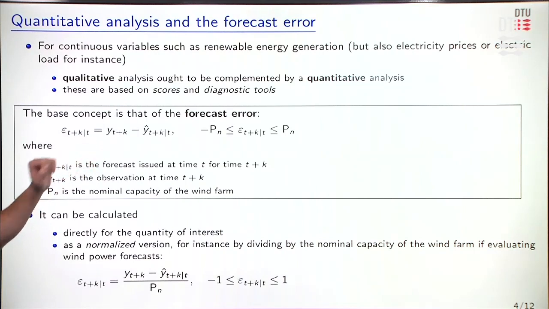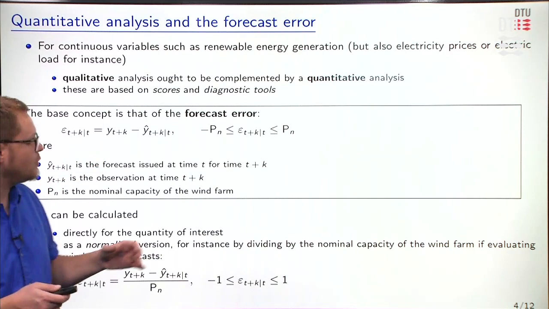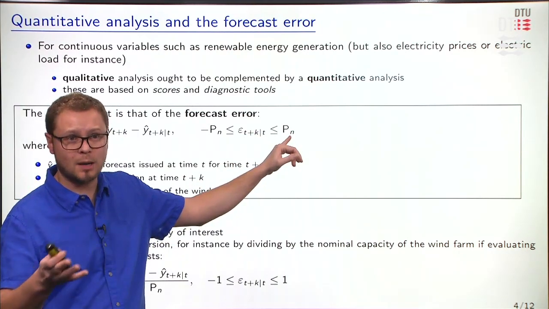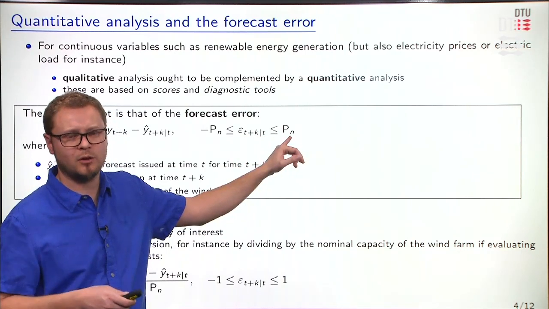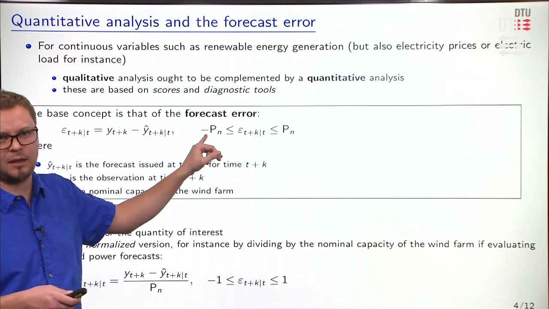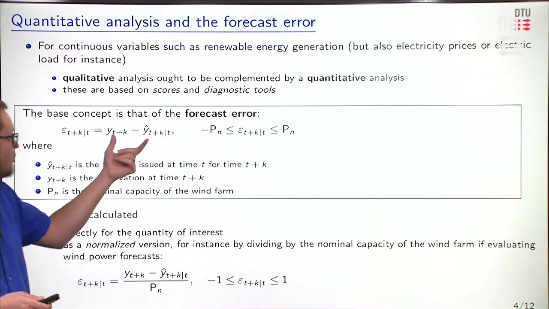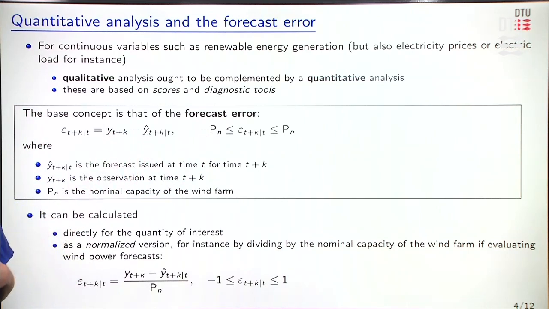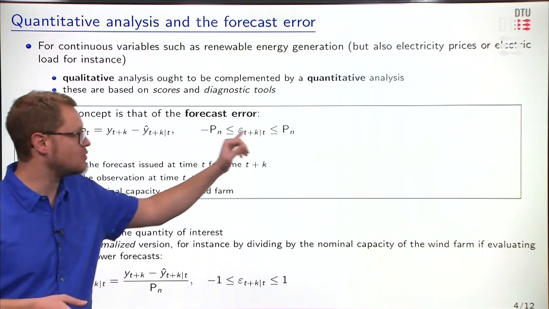The forecast error originally can be between the nominal capacity of the wind farm or solar power plant or whatever renewable energy device you consider, and minus the nominal capacity. Since obviously you have to consider the sign of this difference, you have a worst case where you predict nominal capacity, but what's really happened is zero production, and the worst case on the other side is just the opposite. That gives these two bounds.